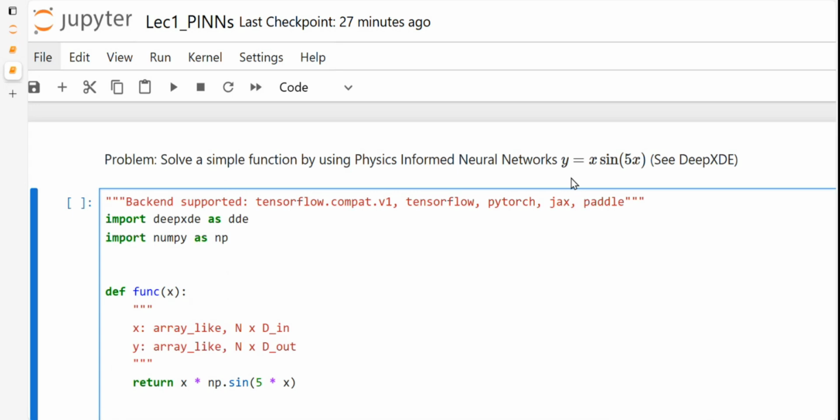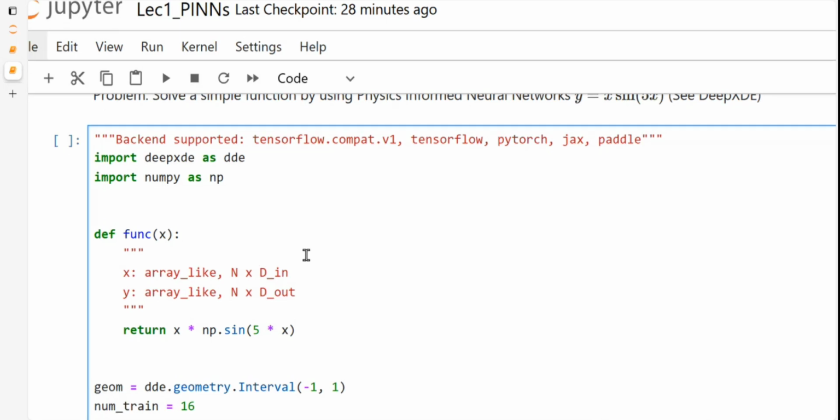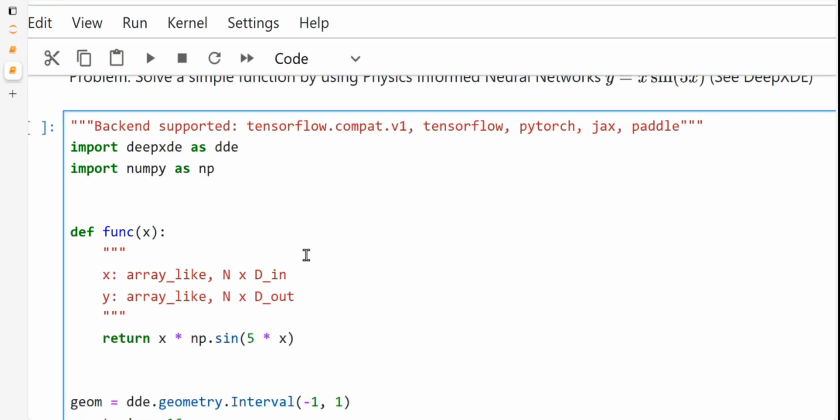Let me just remind you, we are going to solve this function in DeepXDE, which is a very useful physics-informed neural networks library. I recommend you visit this library, where I have taken this example. There are certain steps that you need to follow first before you can use DeepXDE.